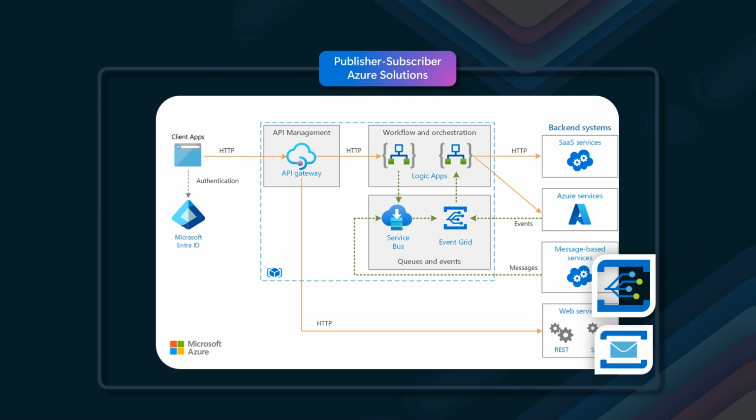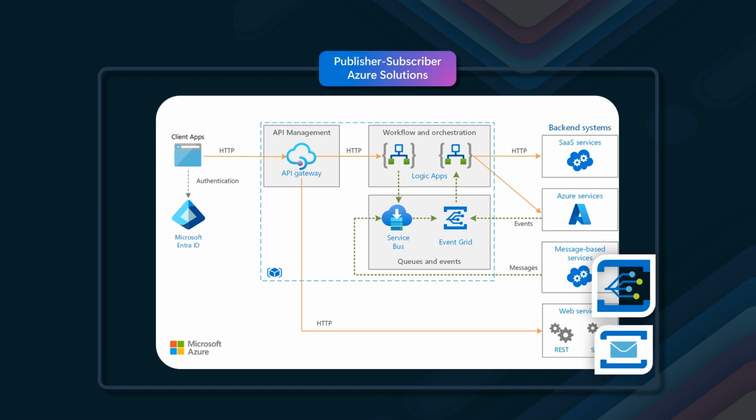Modern distributed systems architecture, such as the publisher-subscriber pattern, is crucial for building scalable, decoupled systems that can efficiently handle events and messages across various components. So let's explore the workflow and benefits a bit more of the pub-sub pattern, as we can see in this diagram. On the left-hand side, we have the client applications that interact with the system via HTTP. These HTTP applications are authenticated using Microsoft Entra ID, ensuring secure access to the system.